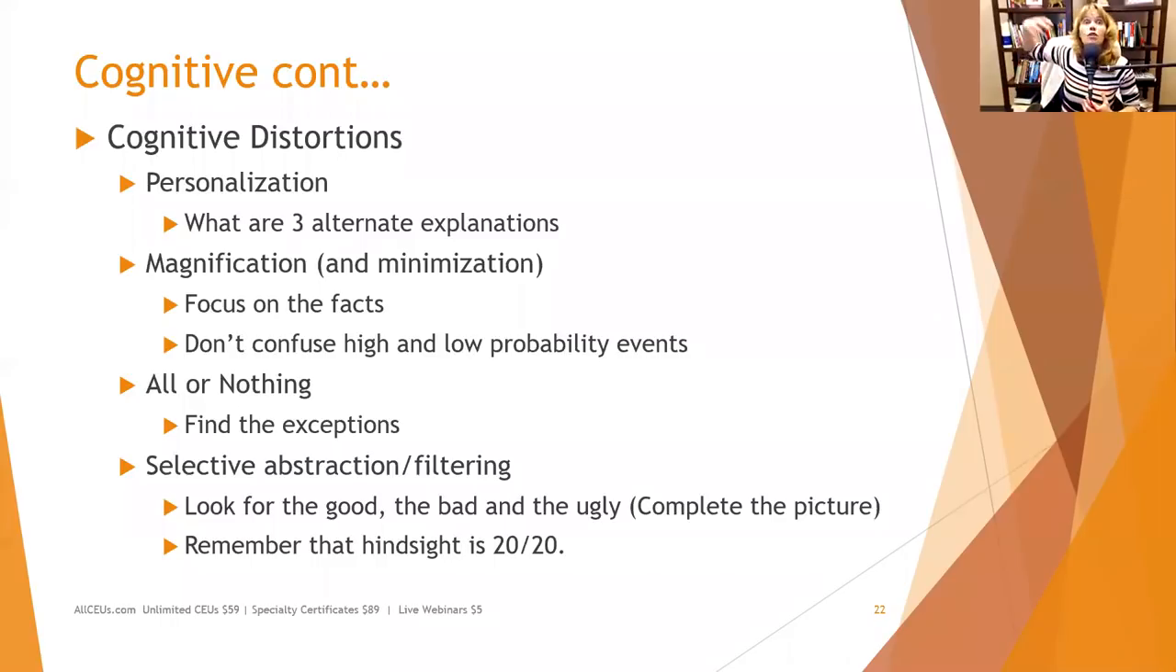Magnification of the worst thing, taking something and saying, if this happens, then it's going to be a catastrophe.